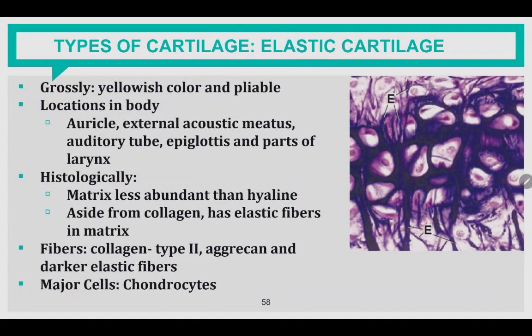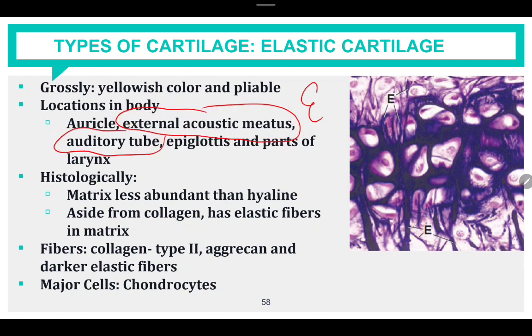The elastic cartilage. For the elastic cartilage, guys, if yung ating hyaline is glistening, smooth, dito grossly it is yellowish in color daw and pliable. Pliable pala. The locations in the body, sinabi ko na tatlo, di ba? We have the auricle of the ear, the external acoustic meatus, the auditory tube, the epiglottis and parts. So ito siya yung tinatawag natin na eustachian tube. Okay? So tatlo lang din talaga sila.